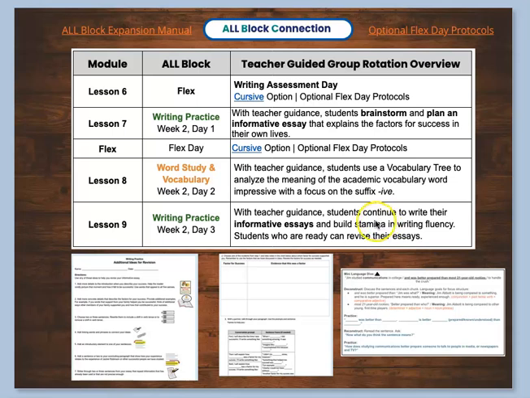And then in writing practice, they'll continue to write that informative essay, but it also gives new lenses to how to revise and strengthen your essays, but not just your essays, in any of your writing. So leveraging that will be so helpful as we continue to be writers. And that's it for this week.